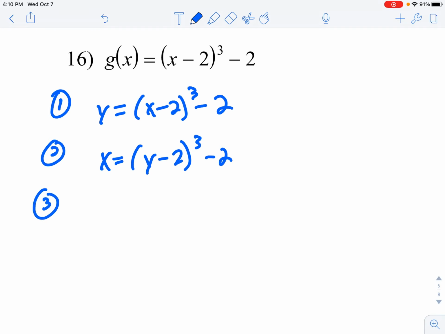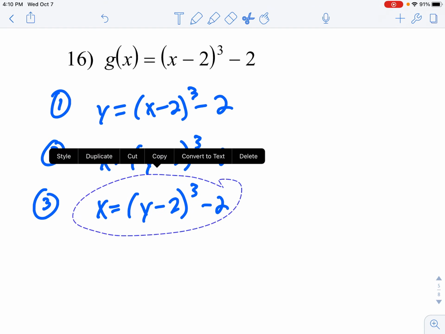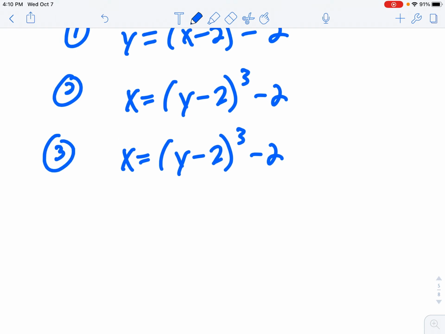Step 3, oh, what am I doing? Oh, step 3, oh my gosh, I totally lost track of what I was doing. Step 3 is to isolate y. So I am going to copy this. Yeah, my brain just skipped a beat there and it confused the heck out of me.